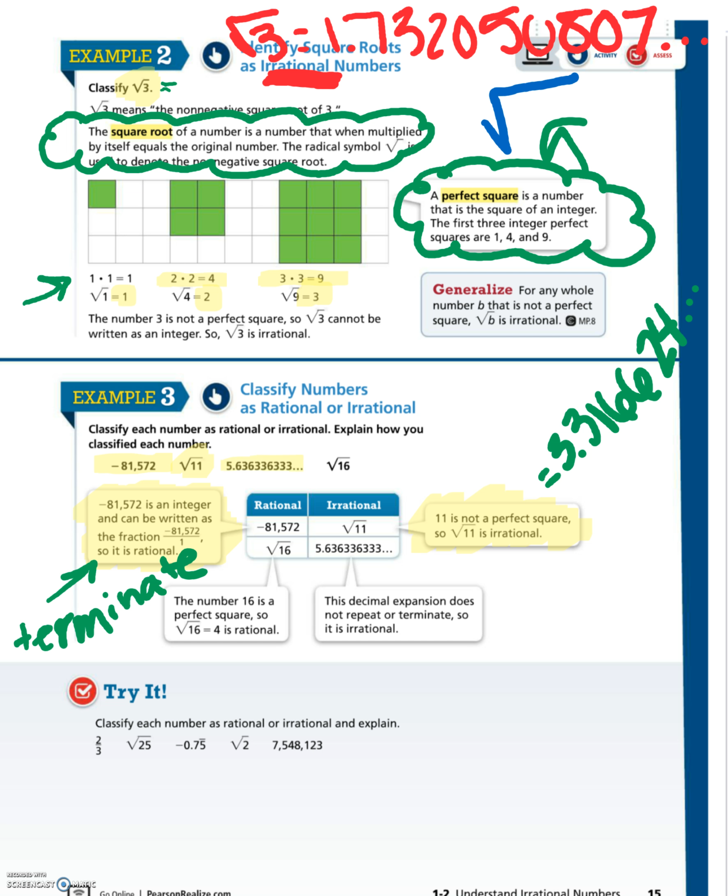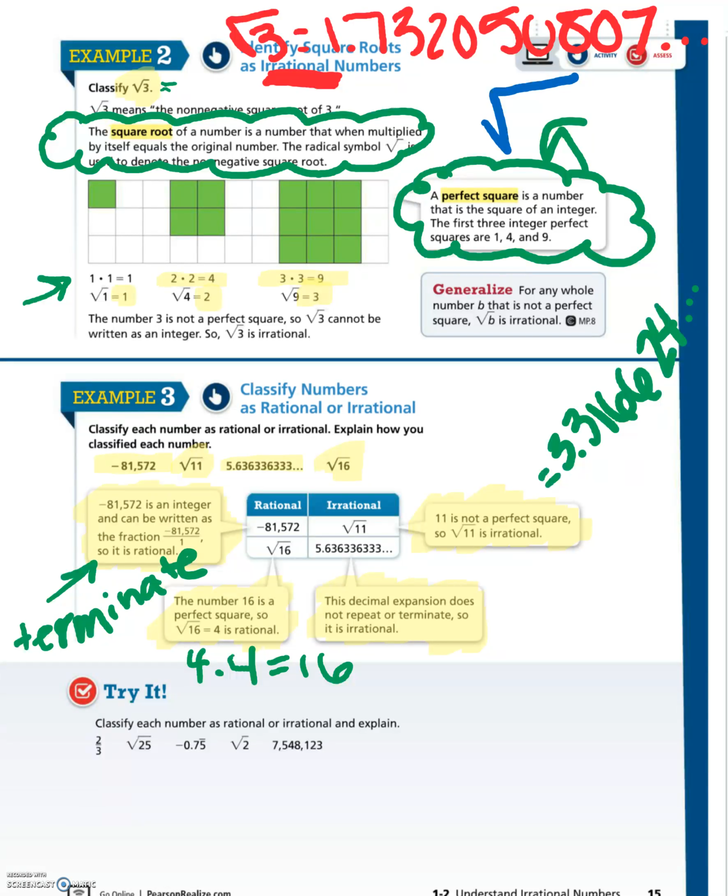Looking at the next number, 5.633. We've seen an example like this before. It does not repeat or terminate. It goes on forever, and there's not a repeating pattern. Last but not least, the square root of 16. The number 16 is a perfect square because the square root of 16 is 4. Therefore, it is a rational number because 4 times 4 equals 16.